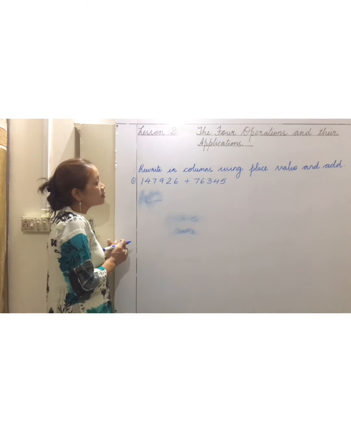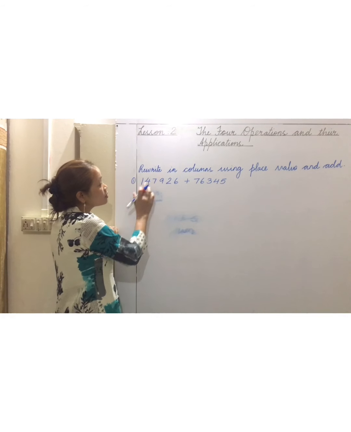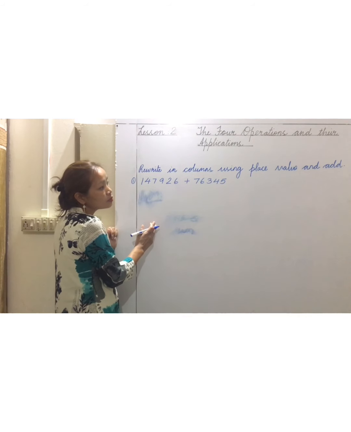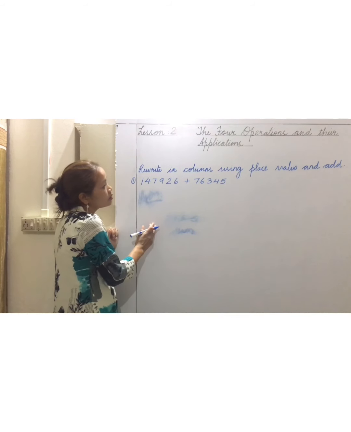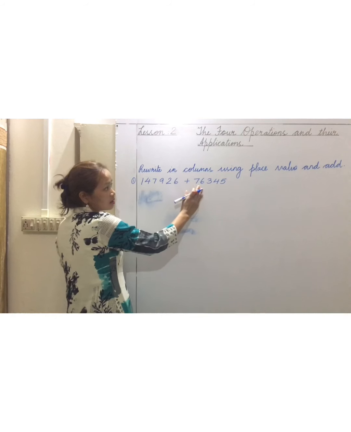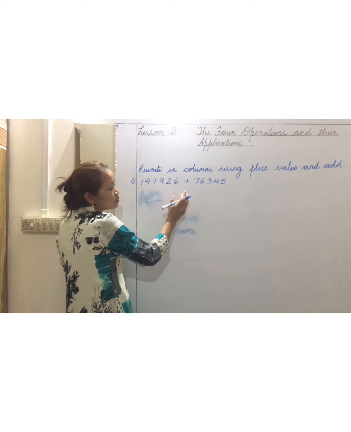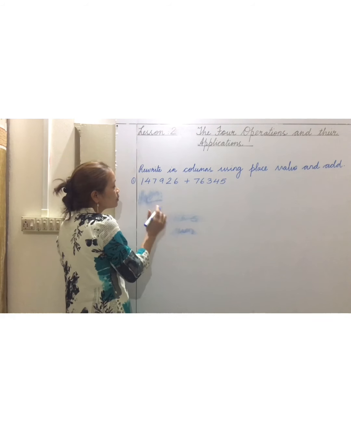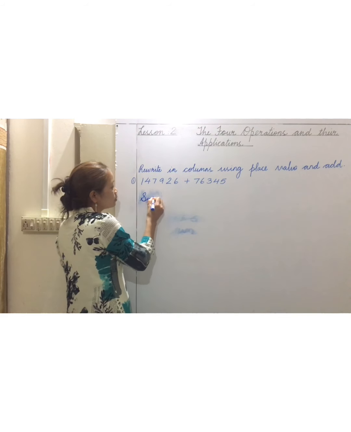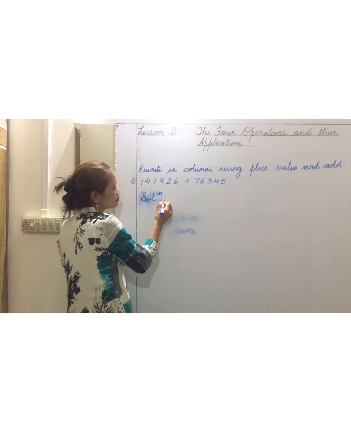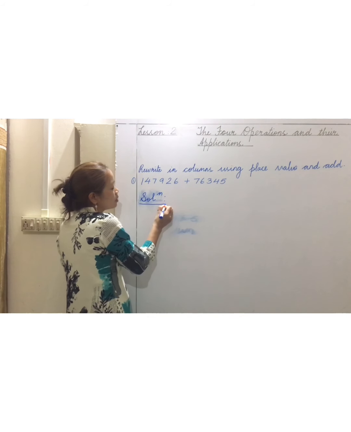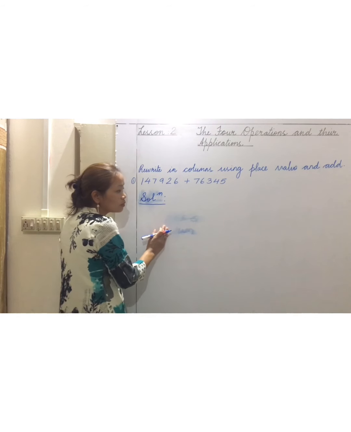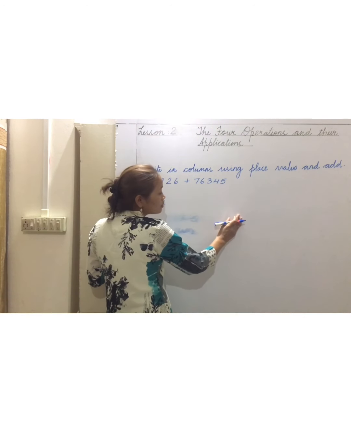Alright, let us look at this example. The question is: rewrite in columns using place value and add. We will arrange this in columns, right? Then we will arrange them in their place value and then we will add. Here we will write the solution. First we will write the place values starting from the extreme right.